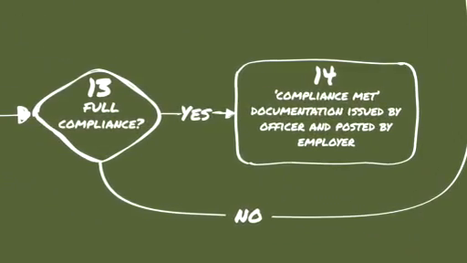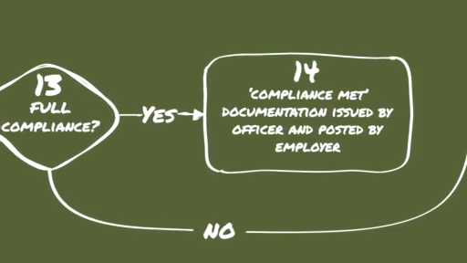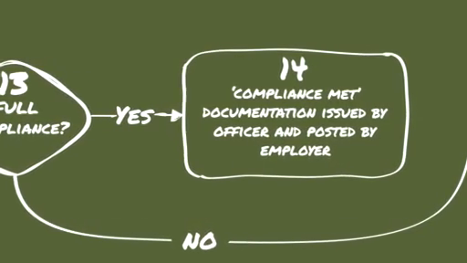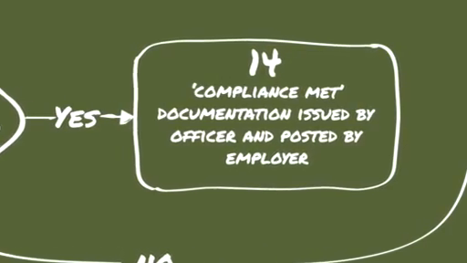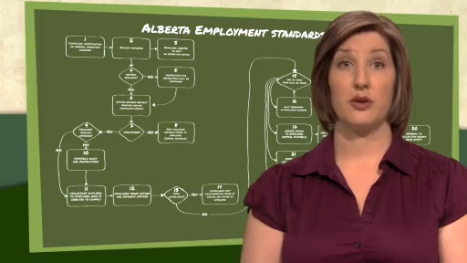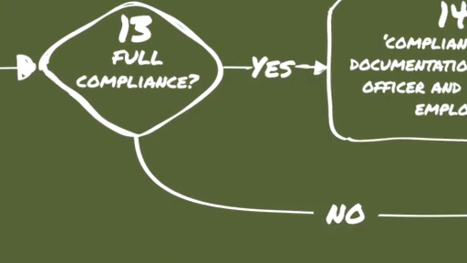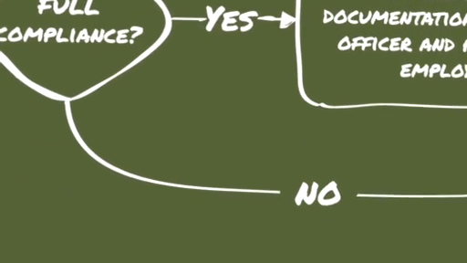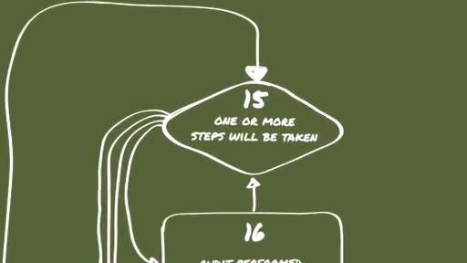If the officer decides that full compliance with employment standards has been met, a compliance met form is issued to all parties. Employers receive documentation confirming compliance has been met, and they're asked to replace the inspection notice issued earlier with the compliance met notice. If the officer has decided that employment standards have not been met, the process moves to the next stage, which may involve one or more actions.